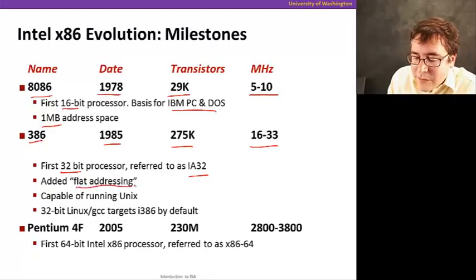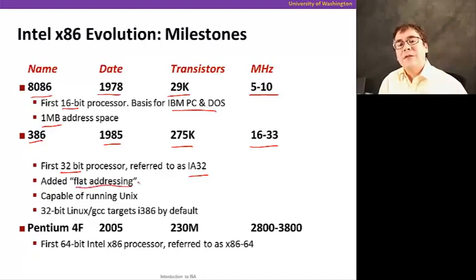It had a flat addressing mode, meaning that you didn't have to divide the memory into regions called segments and address them individually. You had a single address that could point anywhere in memory, so that made the process of managing memory and accessing memory much, much simpler.